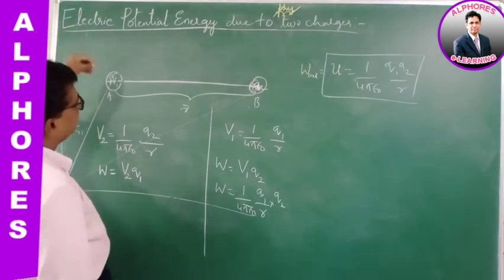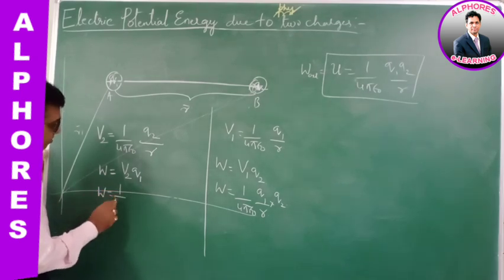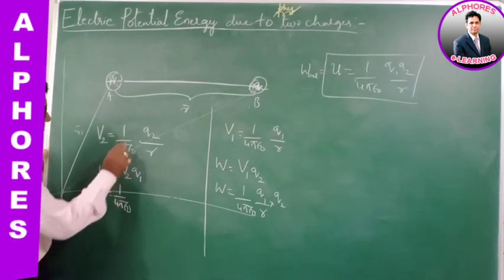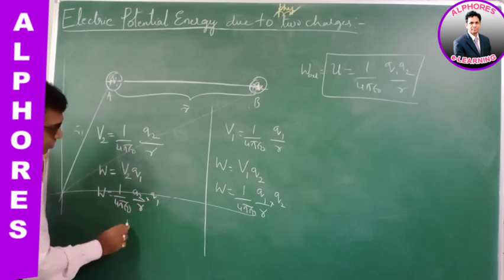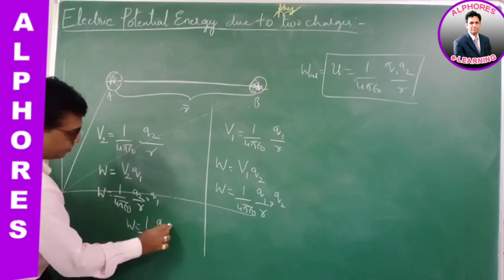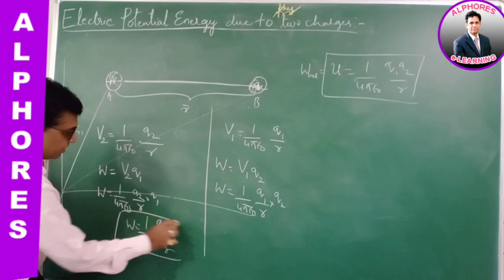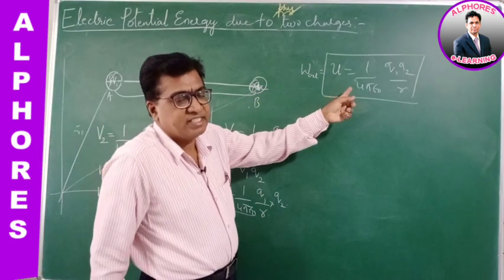I am bringing a charge Q1 from infinity to this point. So the work done is equal to 1 by 4 pi epsilon naught, V2 is Q2 by R, into Q1. So the work done is 1 by 4 pi epsilon naught Q1 Q2 by R. Now this is the work done. Again the work done is stored as potential energy. It is the same thing.